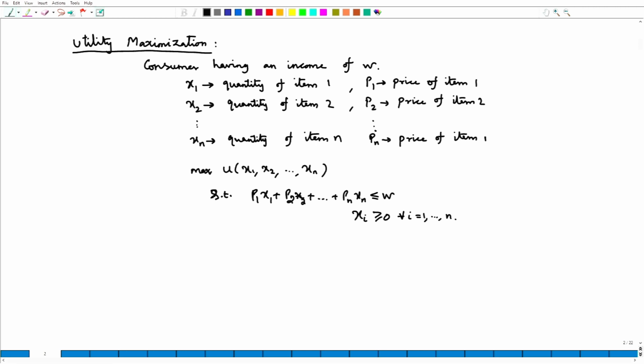item n. Okay. So, this as you can see is another popular optimization problem, where the consumer maximizes his utility subject to the budget constraint and the non negativity constraint on the quantity of the items. Okay. So, yeah, this is another popular optimization problem, and another popular optimization problem is something in data science.